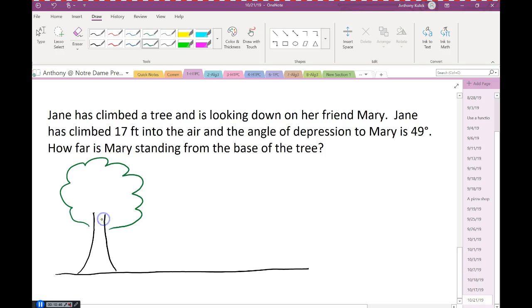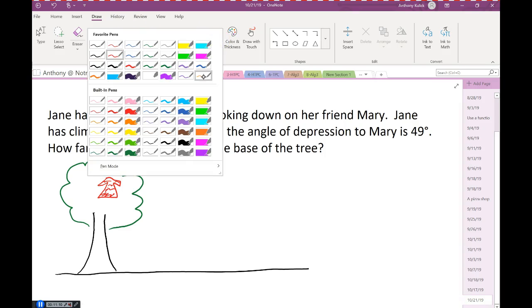I'll try to draw a really nice picture, and that'll kill some time for you guys that are writing the words down. How's that? My Jane is definitely part bird.